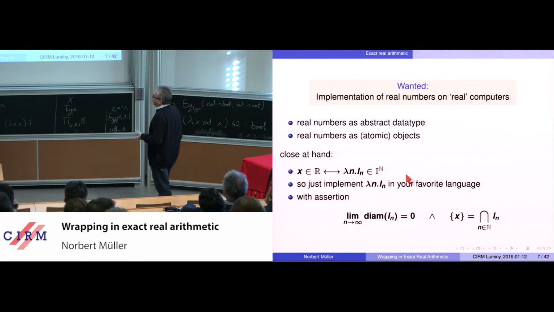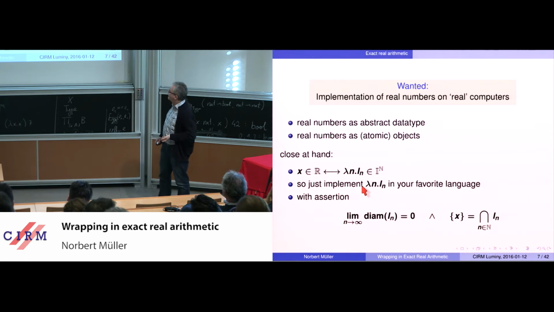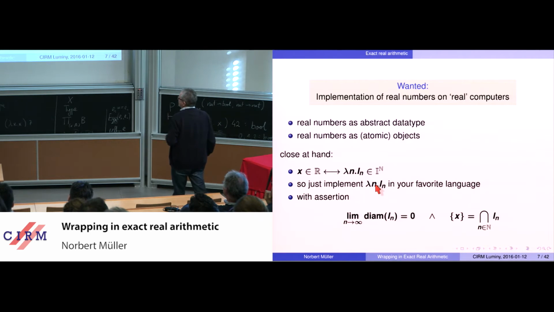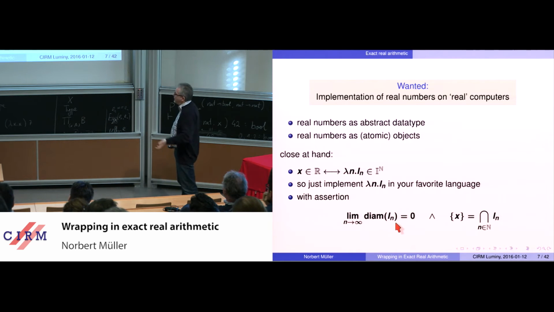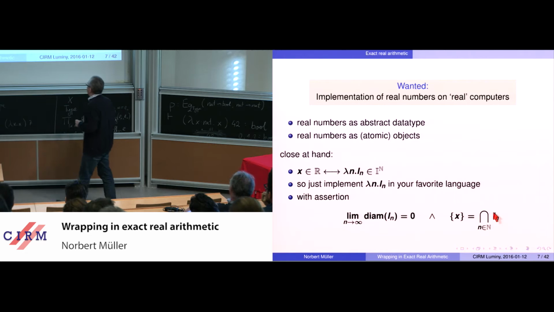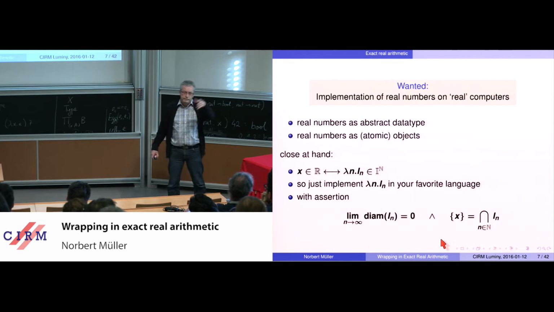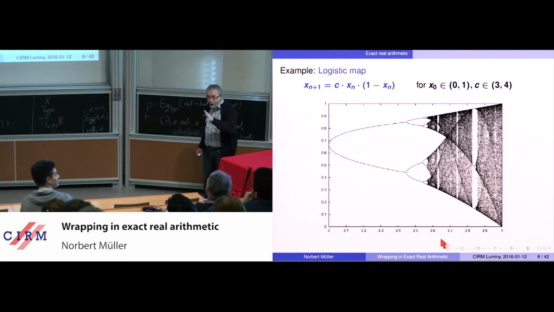So close at hand, we have sequences of intervals representing real numbers. Take any favorite language, like Haskell, OCaml, C++, Java, whatever you want, and implement sequences. It's a different style of programming in all of these languages, but implement the sequences such that the diameter goes to 0, and they concentrate on a single point. This is what we want to have, and there are many implementations. At least 3 or 4 people of this community are here who did similar things. Yeah, I think it's 5. Oh, more than 4, even 5.